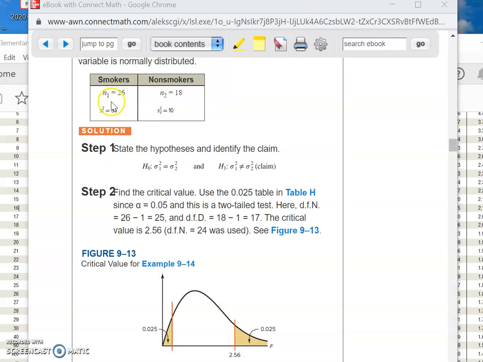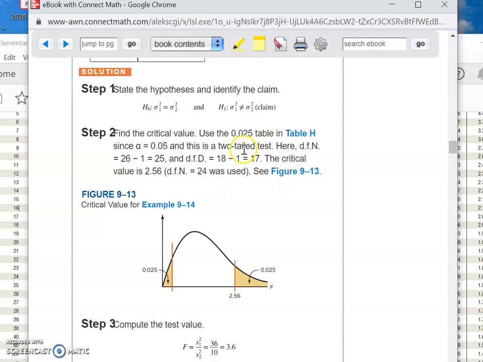I picked these guys at random. They are so different. I mean, for crying out loud, look at this. This one's 36, this one's 10. How could it be the same, right? That's your intuition, okay? All right, so it's a two-tailed test.